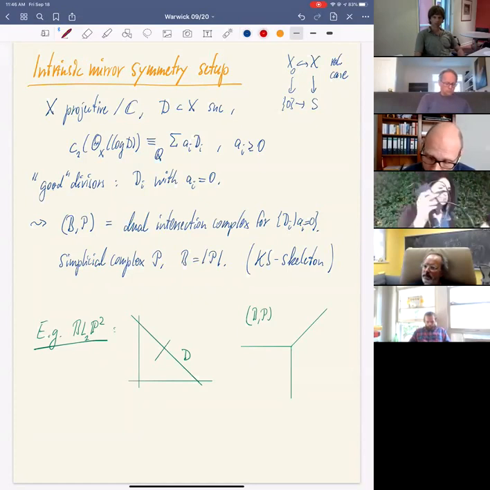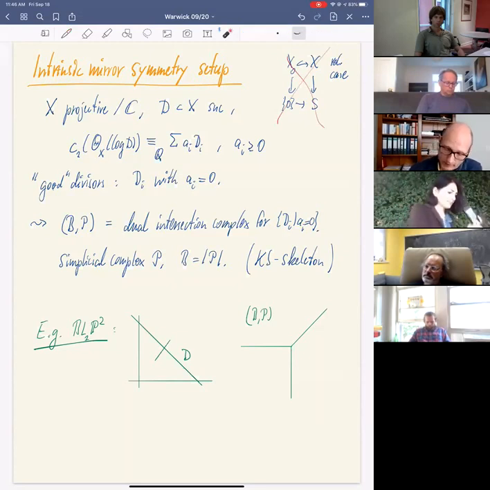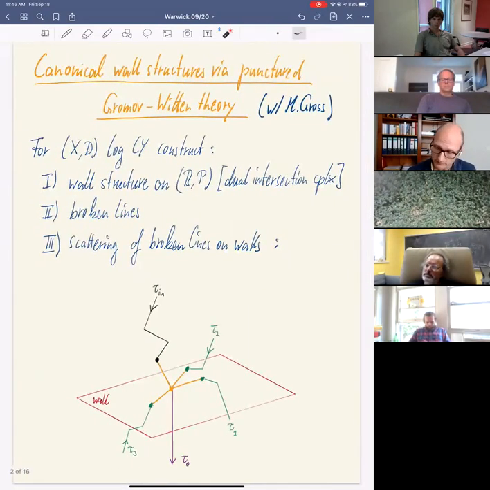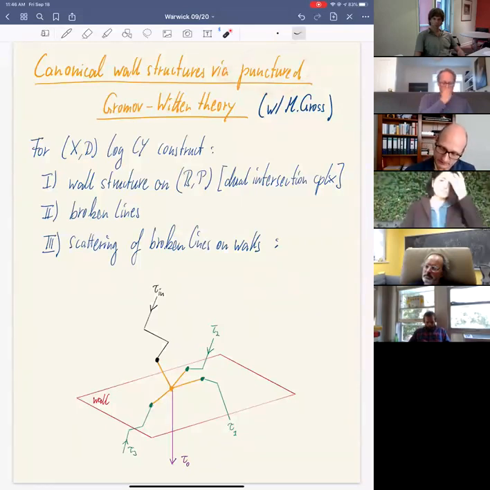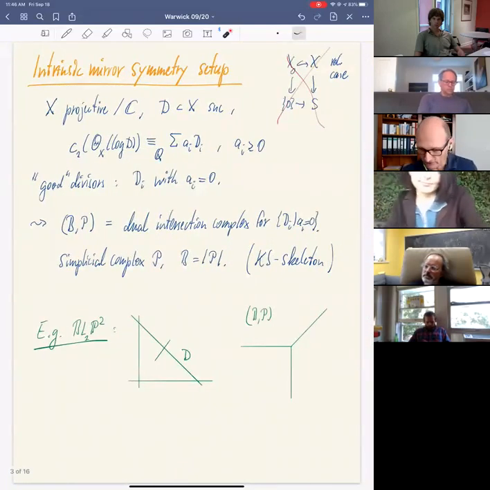So let me just remove this here. So we take the absolute case, it's just a pair. D is a simple normal crossings divisor. And I assume that, oh, did I say that this is work with Mark Rose? It's written here, but I didn't say it. And obviously it all builds on this long collaboration with Dan Abramovich and Chen on punctured Gromov-Witten invariants that we finally finished just 2 days ago.